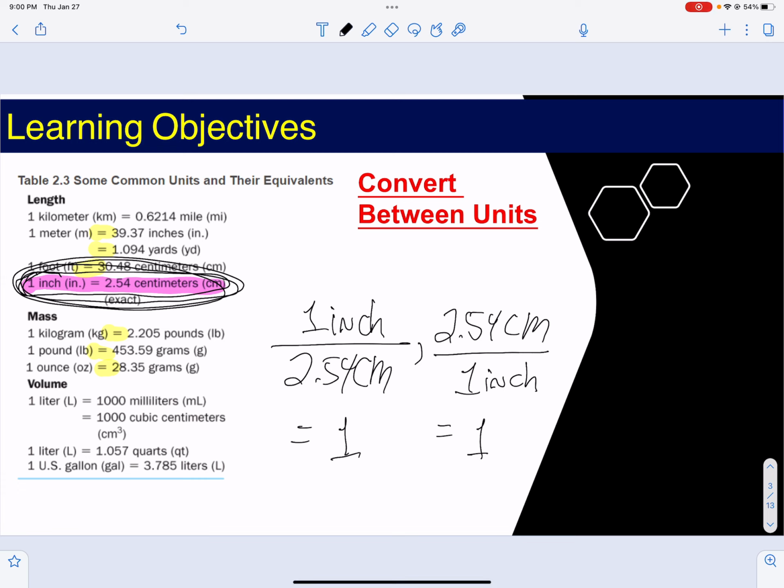So we're going to take advantage of having this equality that we can write like a conversion factor to do what we call conversions, or also called dimensional analysis, which allow us to analyze the unit and convert it from one to the other. So let's see how we're going to be using that.